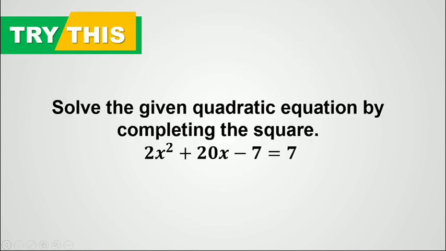All right? Now this time, I want you to try this one. Try to solve the given quadratic equation by completing the square: 2x squared plus 20x minus 7 equals 7. And then you may comment your answer in the comment section below.